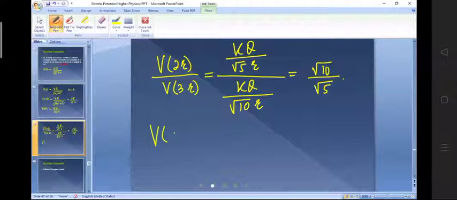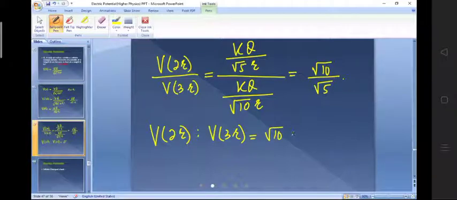So that means V at 2r to V at 3r is equal to what? That's equal to root 10 is to root 5. Or you can safely write it as root 2 is to 1, because root 10 can be recognized as root 5 into root 2, so root 5 and root 5 are going to cancel, so it's simply equal to root 2 is to 1. Okay, now we are done with this.